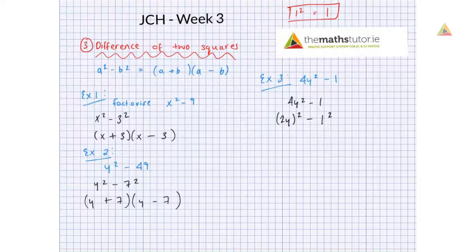So you open up your brackets. You put 2y in the first, 2y in the second. You put 1 in the first, 1 in the second. You put plus with one, minus with the other. And that's it solved. So we'll do one more example of the difference of two squares.